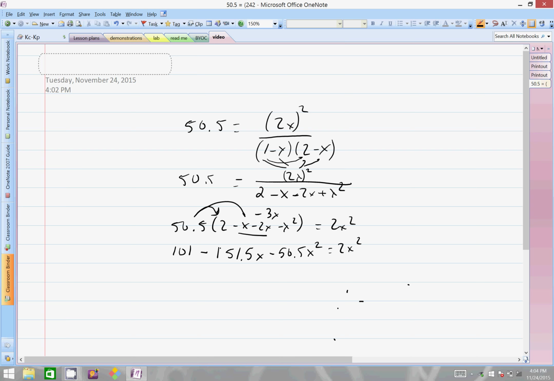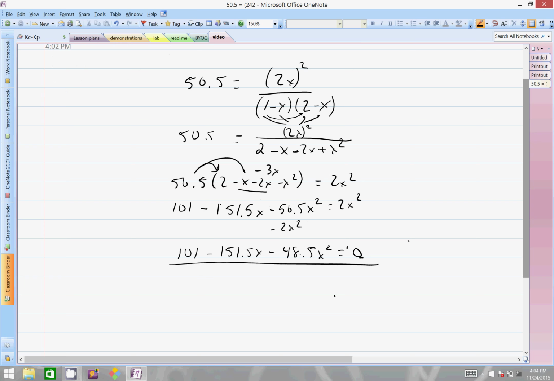At this point, I would subtract off the 2x squared from the 50.5. Pretty simple calculation, just subtracting 2 essentially. That gives me 101 minus 151.5x minus 48.5x squared equals 0. Now this is just a quadratic form. You could then take this and run it through the quadratic formula, which I will do. This is my A component, this is my B component, this is my C component. Punching in A as negative 48.5, negative 151.5, and 101.